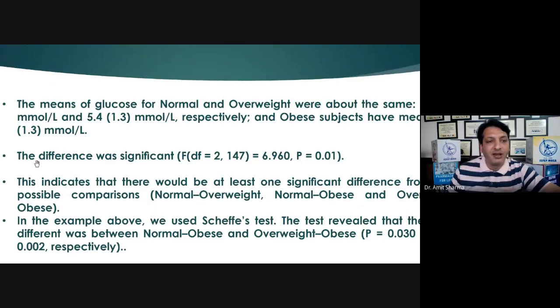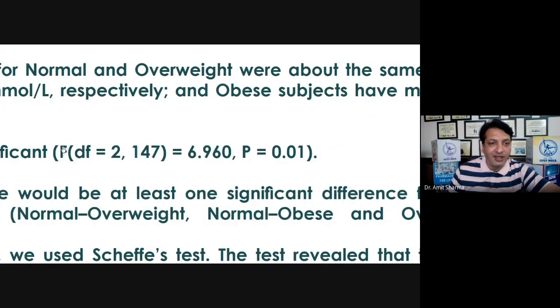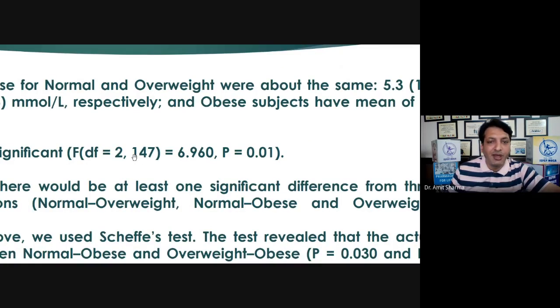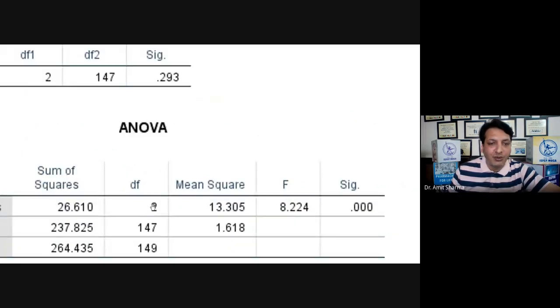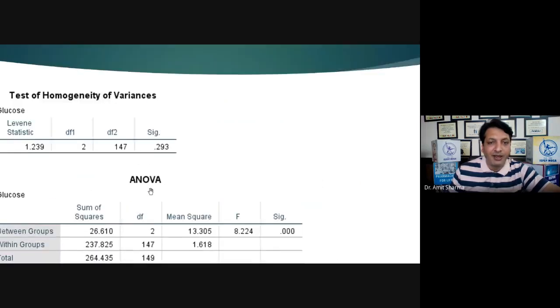You can write that the difference was found significant. This is the writing style for the ANOVA. Key in the bracket, F is the sign for ANOVA. You have to close the bracket. Degree of freedom, the sign for the DF, should be written in italic, is equal to 2 and 147. So this 2 and 147 is the numerator and denominator degrees of freedom, which we have taken from the ANOVA table from here. Clear?